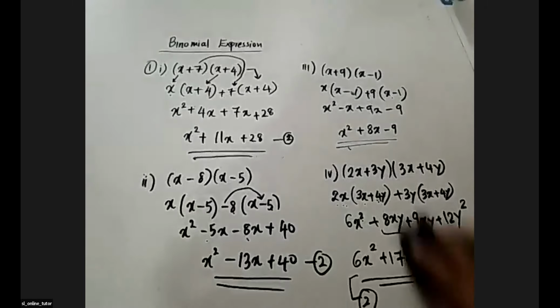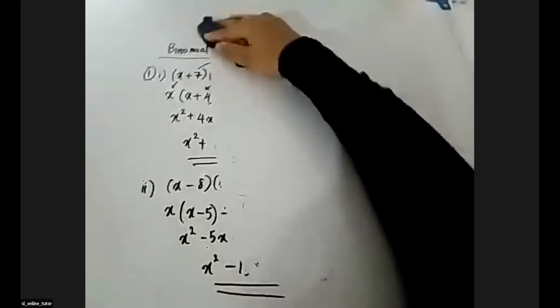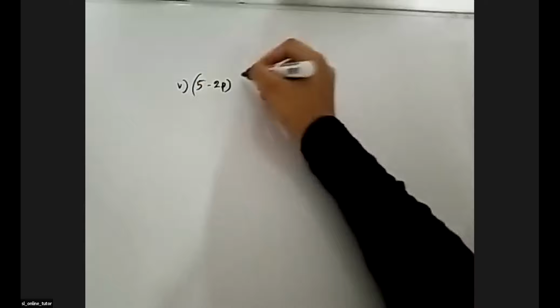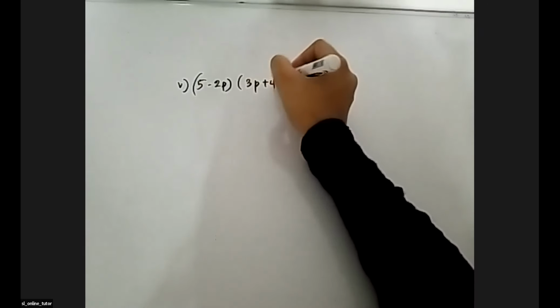No, no, no, teacher. Then I'm going to Roman number 5. Mark your answers correctly, children. Right. Now we'll go to Roman number 5: 5 minus 2p, 3p plus 4. This is Roman number 5.